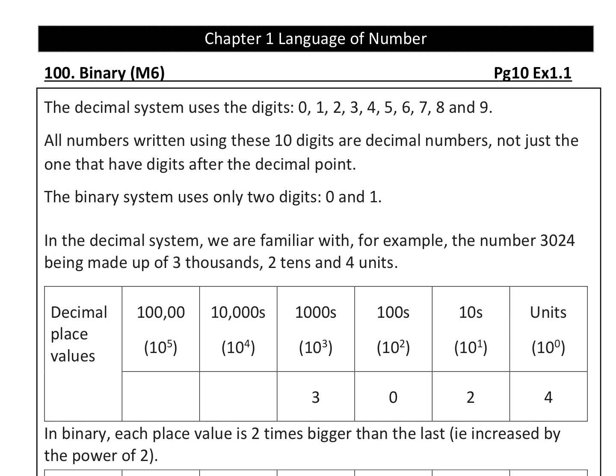In the decimal system, we are familiar with, for example, the number 3024 being made up of 3 thousands, 2 tens, and 4 units. So in the decimal system, we can see each column is worth a unit or a 10 or 100 or 1,000. That's its place value.